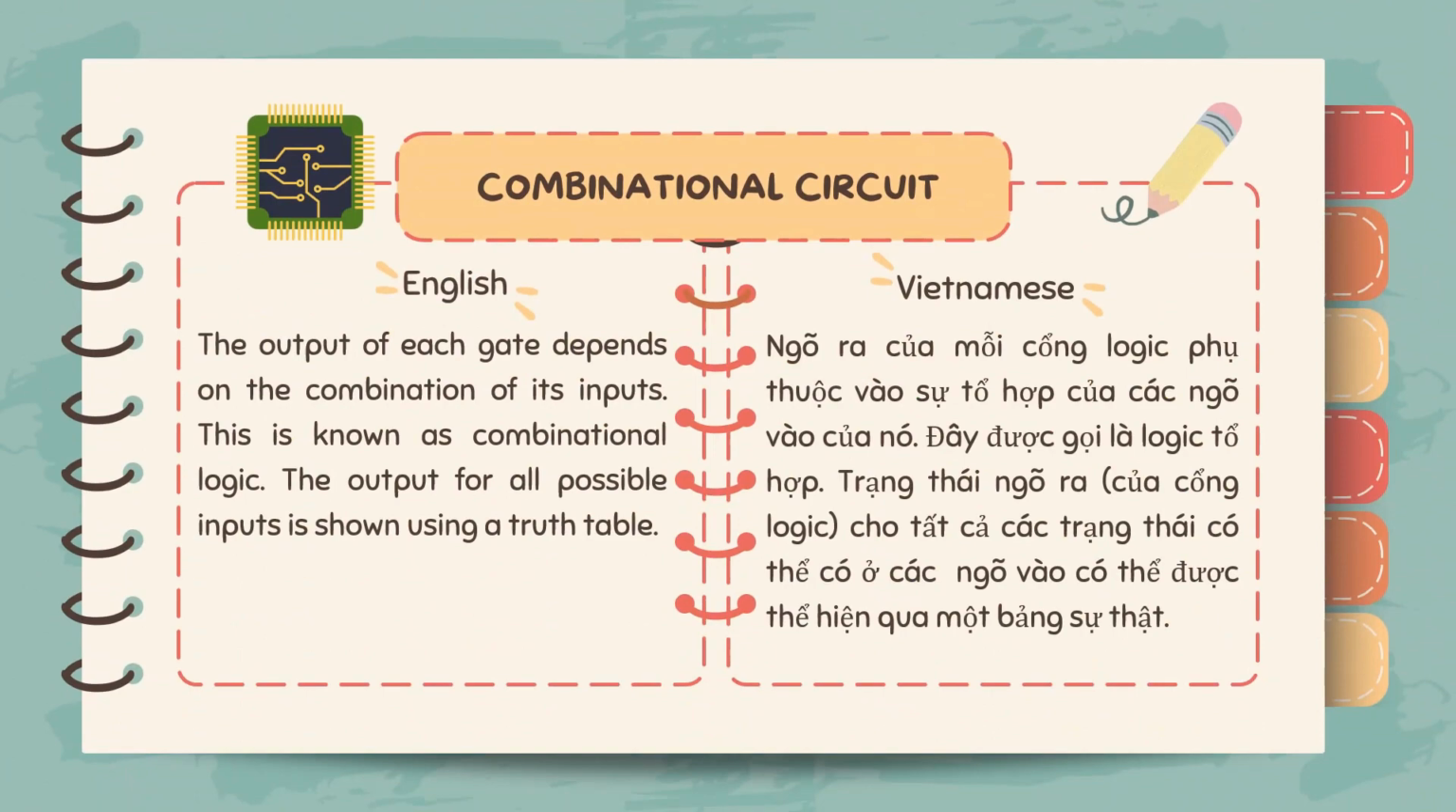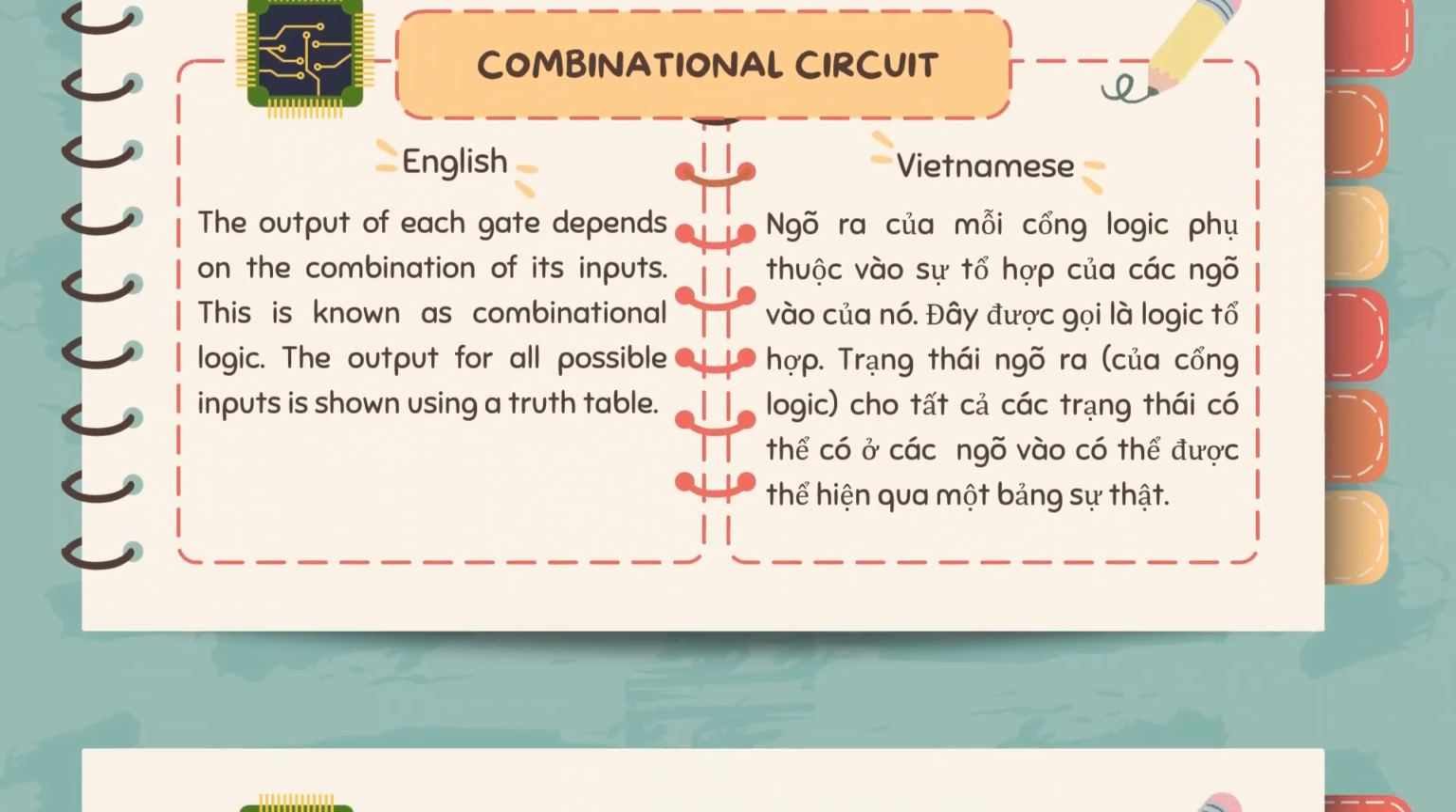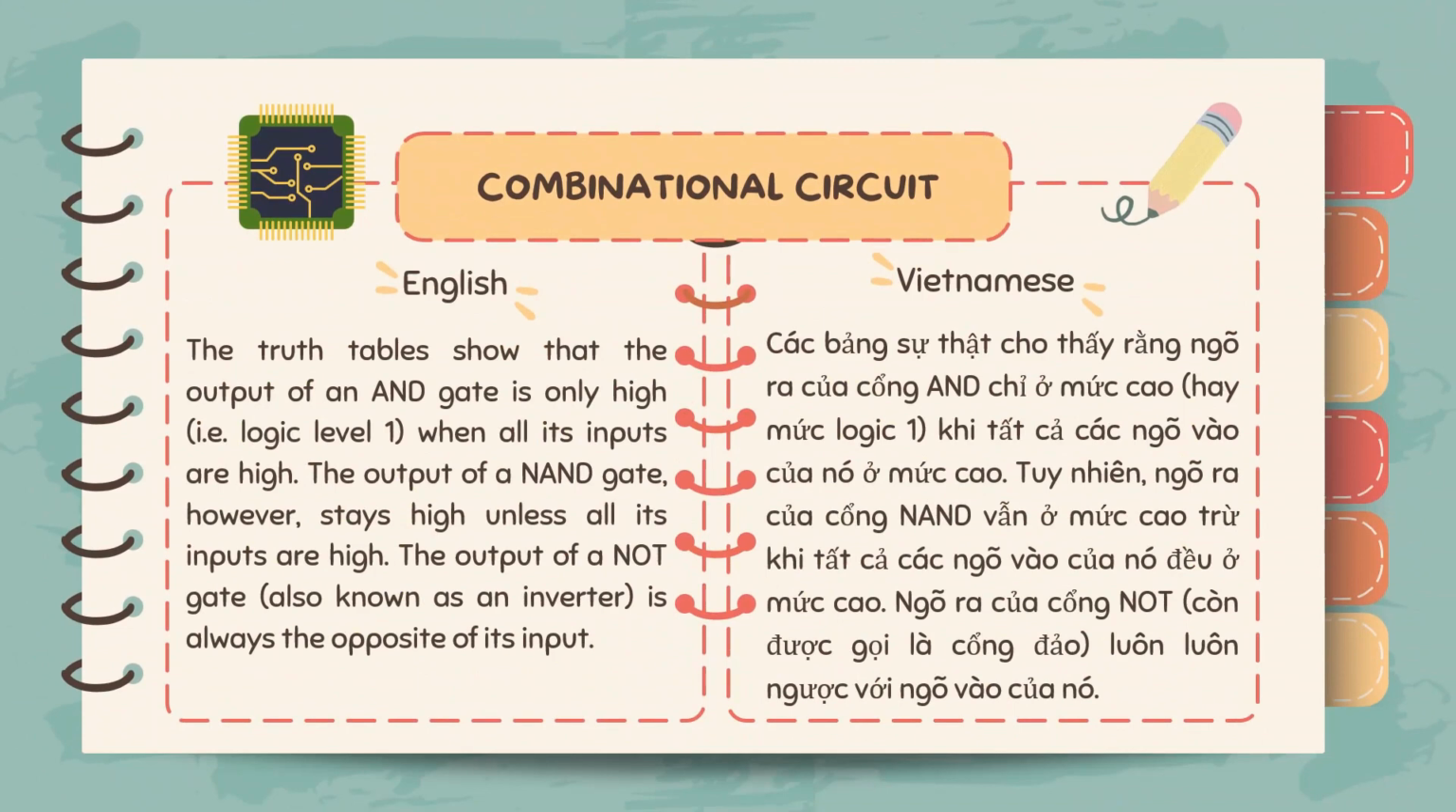The output for all possible inputs is shown using a truth table. The truth tables show that the output of an AND gate is only high, or logic level 1, when all its inputs are high. The output of a NAND gate, however, stays high unless all its inputs are high. The output of a NOT gate, also known as an inverter, is always the opposite of its input.